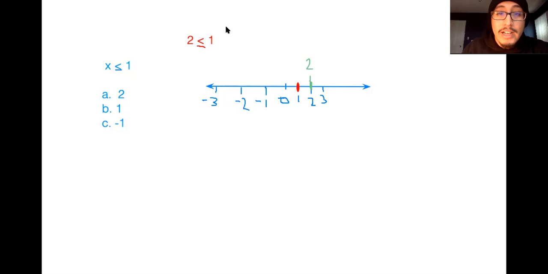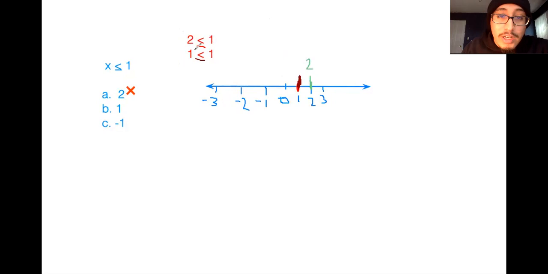Now let's go to our second one. The second one, let's go with burgundy. Our second one is 1. So our second one is right here, the same place where our values are. So now let's see what it says. Now you got 1 is less than or equal to 1. Is this true? Is 1 less than or equal to 1?